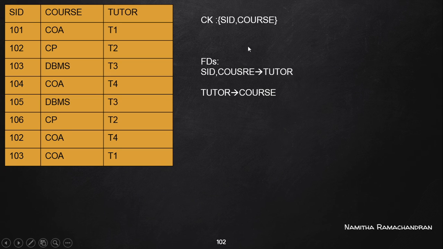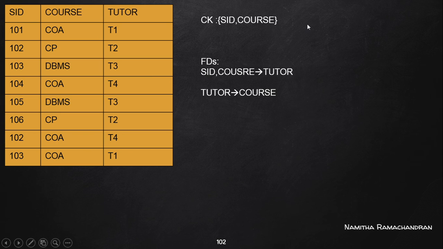So our first condition for BCNF is satisfied: the relation is in third normal form. Now we want to check whether this relation is in BCNF. If it is not in BCNF, we need to decompose this relation in order to make it BCNF.